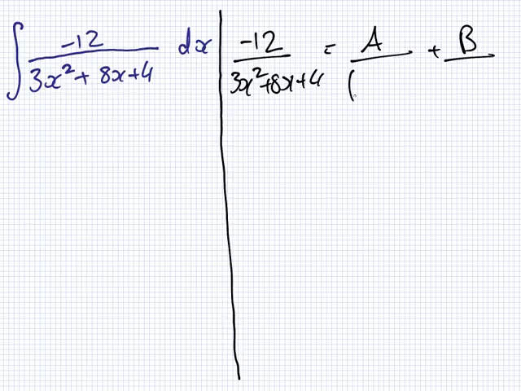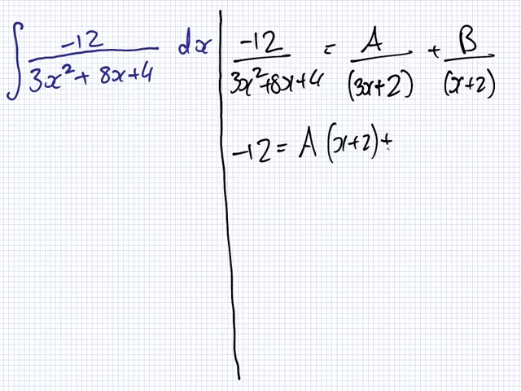So what would this be? 3x, let me see, so I need 2 and 2. Is it 3x plus 2? Is that right? x plus 2? Will that do it? Yeah, 2, 6, yeah, it will. So I get minus 12 equals a times (x plus 2), plus b times (3x plus 2).